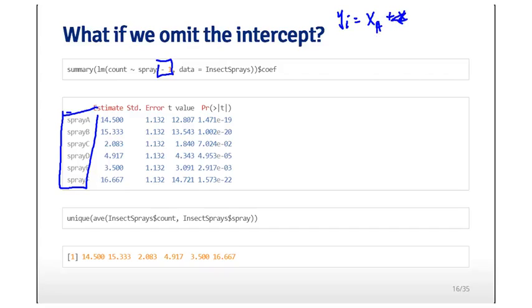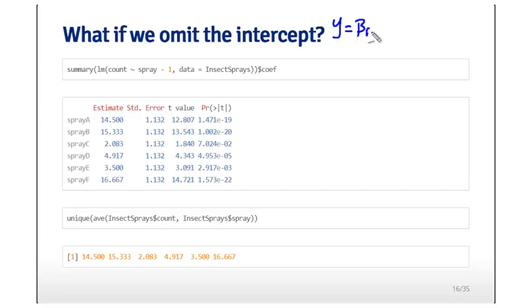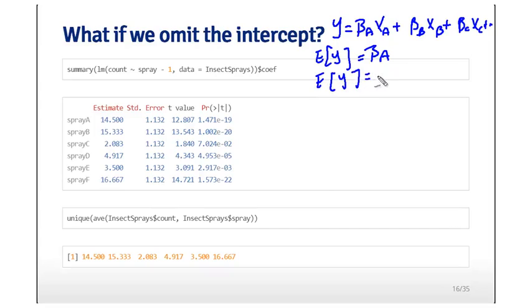I need an eraser. Is that y is equal, I'm just going to do pseudo notation, is equal to beta A xa plus beta B xb plus beta C xc, and so on, right? And so the expected value of yi, if that happens to be in spray A, it turns out to be beta A. The expected value of y, if it happens to be for spray B, it turns out to be beta B, and so on. That's the model in this case that we fit. And so these should be the means for each group.